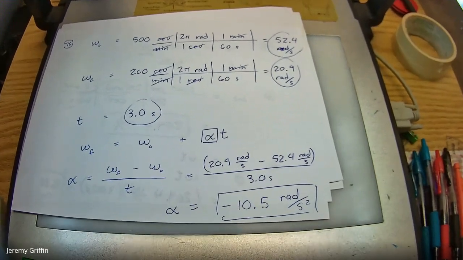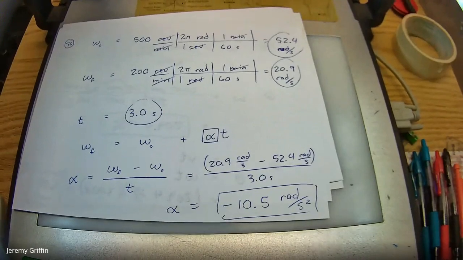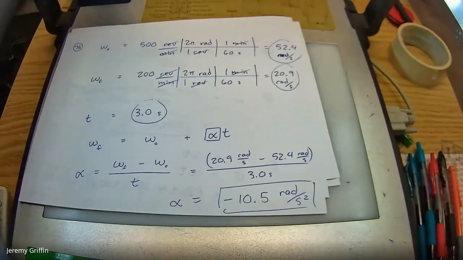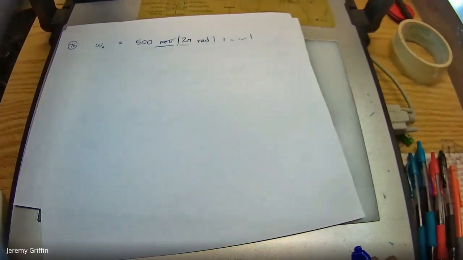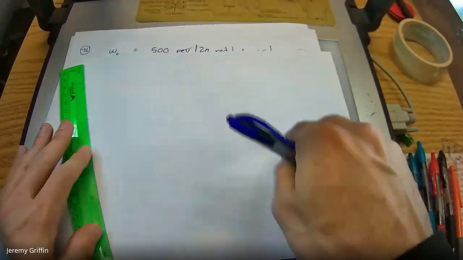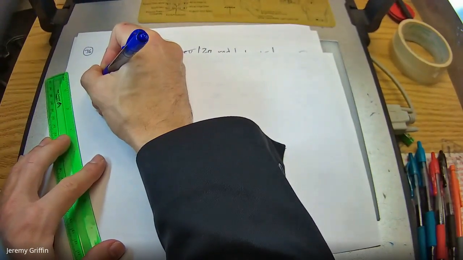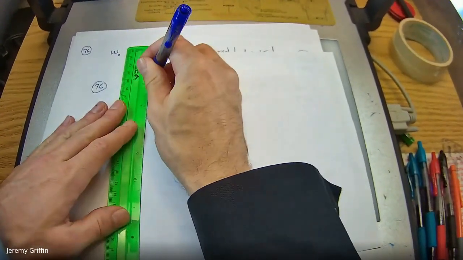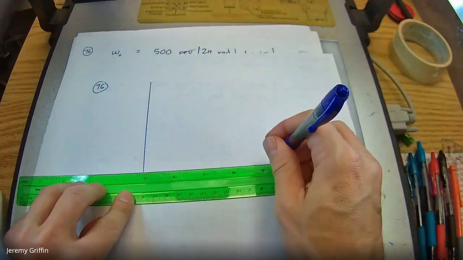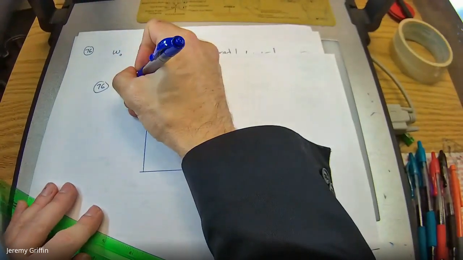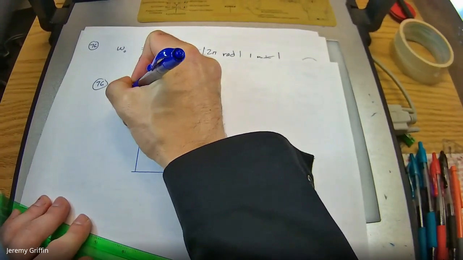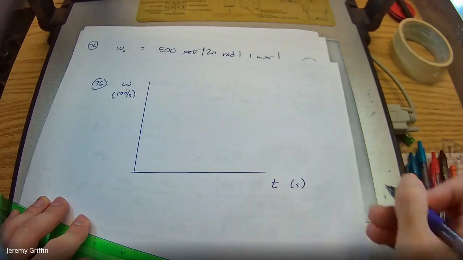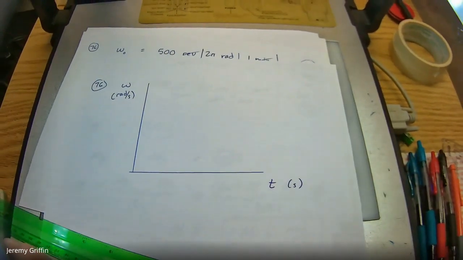Yes, sir? I want to know some other things about this book. So we're done with the textbook question. But can you guys draw a graph about this? So this is still 76. Like if I gave you guys an omega versus time graph, this is of course radians per second, and this would be seconds. Can you guys graph what we just did?